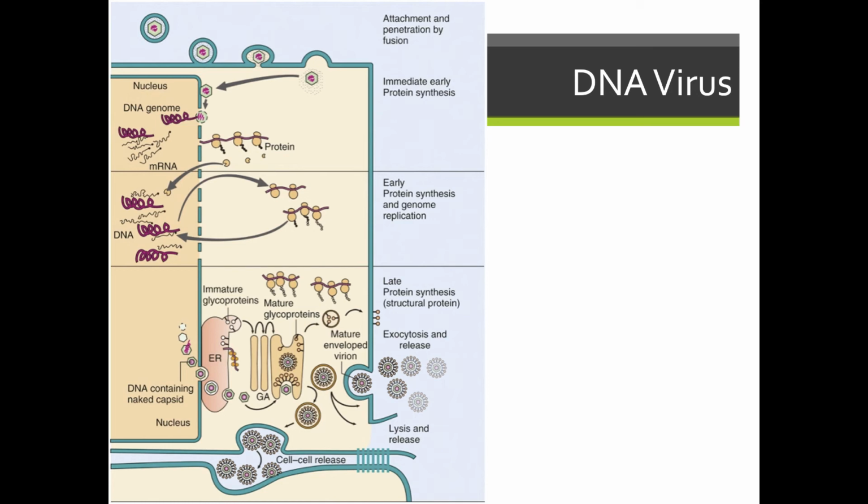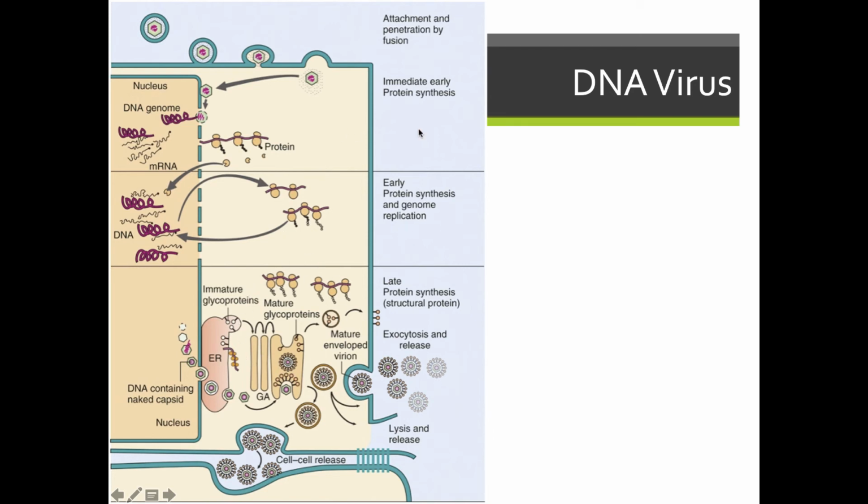The DNA has to go into the nucleus because that's where the machinery is to do DNA replication and to do transcription. So we get mRNA being produced, which leaves the nucleus and then allows for protein synthesis in the cytoplasm, just like normal. And then you have the assembly and processing and release.